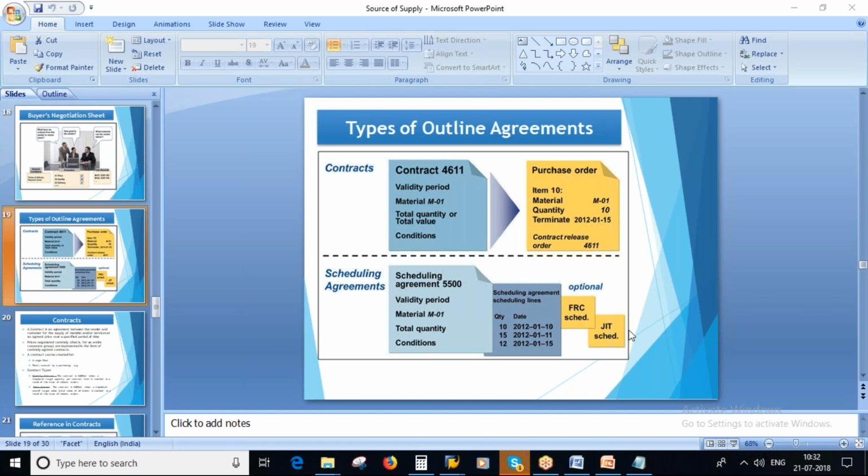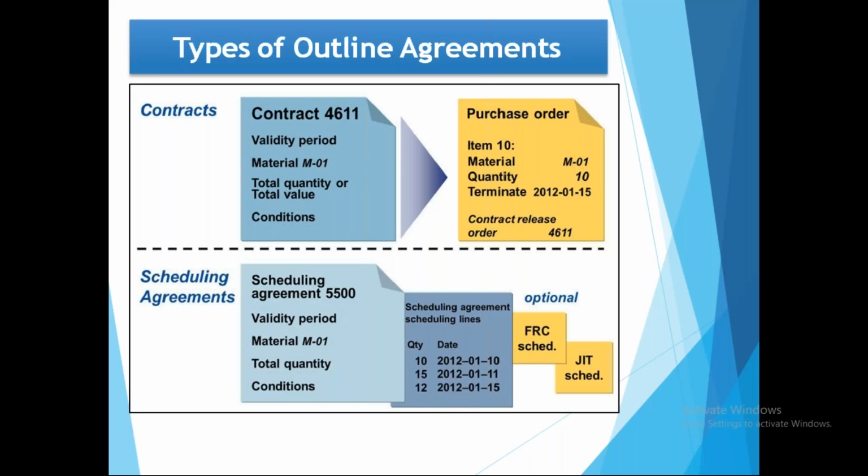Okay, we'll start again. So now we'll start with the outline agreements. In these outline agreements, basically you have two things. We have the contracts, and you have the scheduling agreement. Contracts means you will have a contract with your supplier for a specific quantity or for a value. That means you have a contract with your supplier that I'm going to purchase this much quantity.